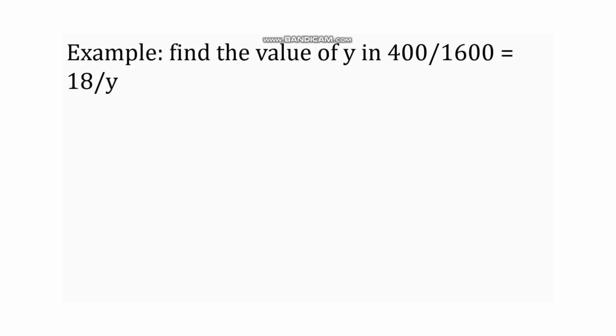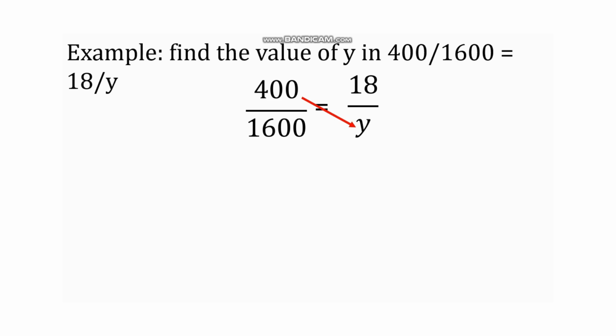Now let's go to the other example. Look at this. It says find the value of y in 400 over 1600 equals 18 over y. Right here you set it up in the form of a fraction. So then you cross multiply: the numerator of the first fraction multiplied by the denominator of the second fraction, and the numerator of the second fraction multiplied by the denominator of the first fraction. And so you have it this way. Put equals in between them.